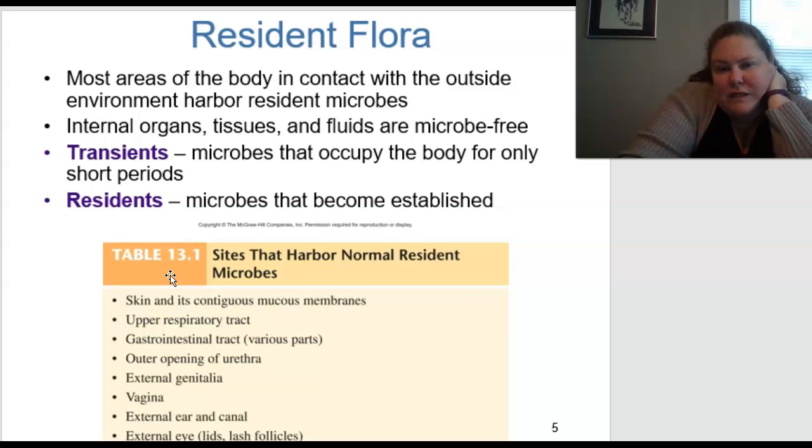But if you think about it, our internal organs, we want them to be pretty microbe free, right? And so this is why, if you are getting a spinal tap for whatever reason, they make sure that it's clear and not growing microbes, because you're not supposed to be growing microbes there.